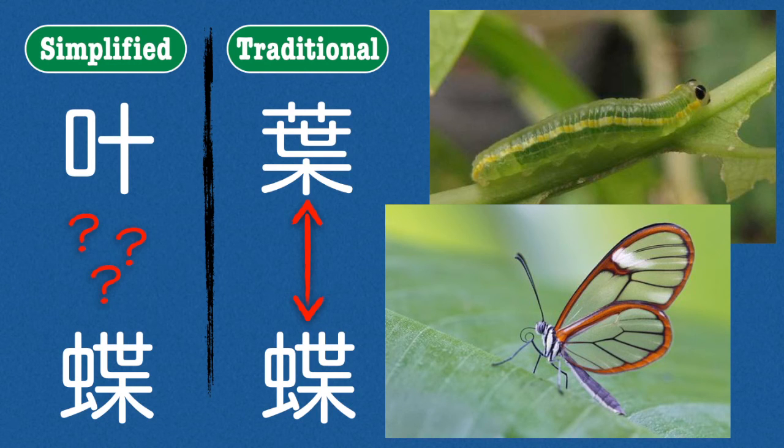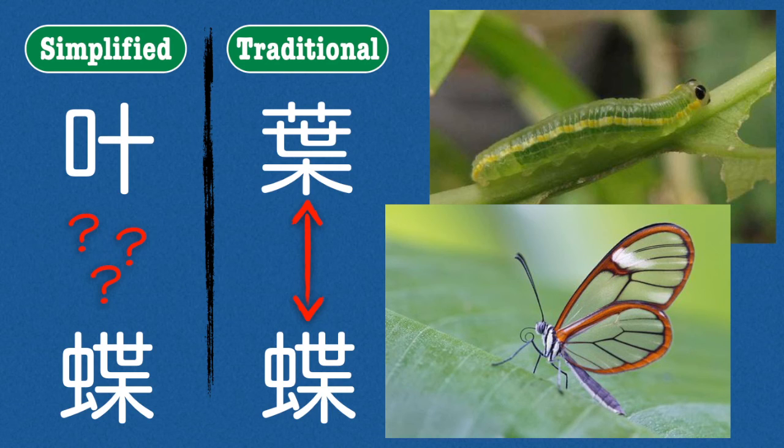Now, admittedly, it's never enough with Chinese to just say, this makes sense, because all kinds of things that are true don't make sense, and things that make sense aren't true. But the connections we're looking at here have become invisible in modern simplified Chinese. The character for the leaf was reformed, but the character for the butterfly was not.